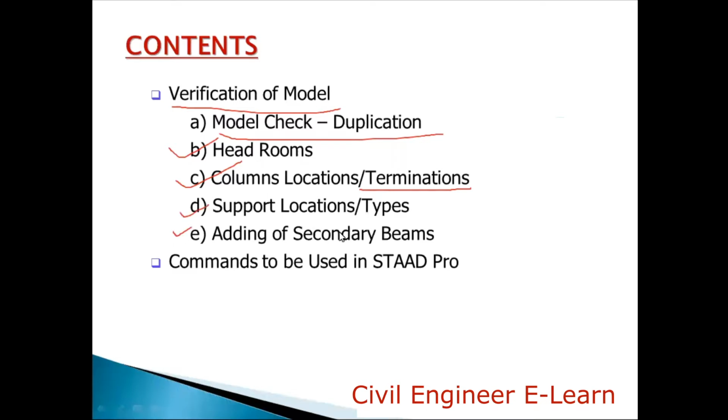Column locations, column terminations, supports, locations and types, and then adding of secondary beams. If there are any secondary beams, we have to add them, and then the commands to be used for making the modification to this model. Right? This is our final session. Once we are done with this model verification, we have to add the properties to the structure, meaning recommended beam sizes, recommended column sizes.